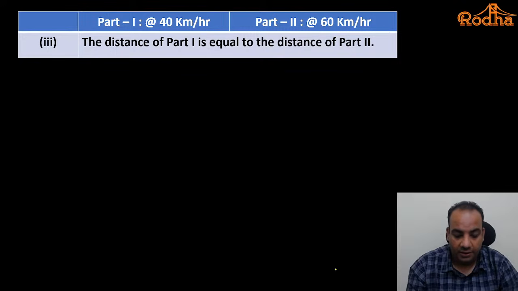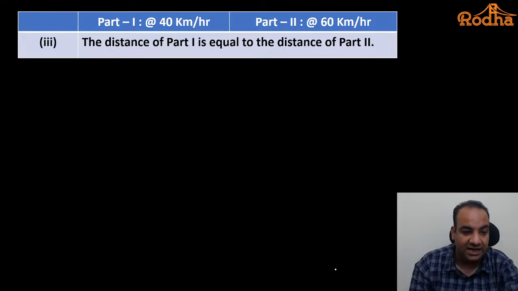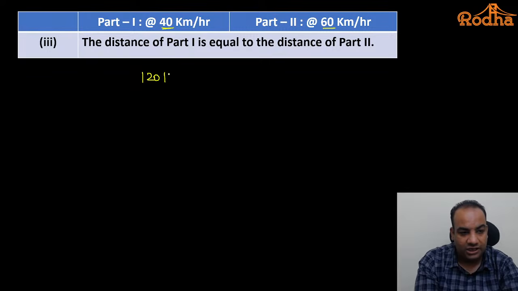Now, try this question. It is given that the distance of part 1 is equal to the distance of part 2. Part 1 is covered at a speed of 40 km per hour. Part 2 is covered at a speed of 60 km per hour. You have to find the average speed of the entire journey. Distance is not given. If I assume the distance to be the LCM of 40 and 60, that is 120 km, let part 1 be 120 km, part 2 also 120 km. The total distance is 120 plus 120, that is 240.